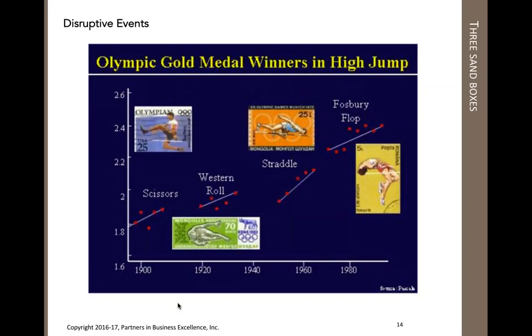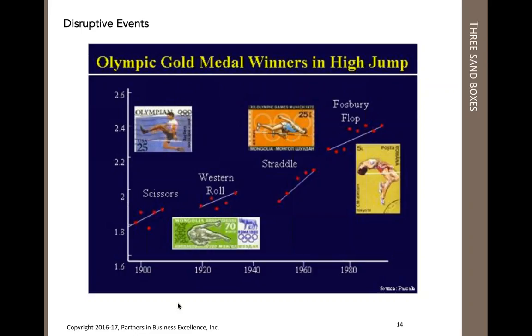But then what happened? In the 1920s, there was a disruption. The method of high jumping changed from a scissors type jump to a Western roll. Significant discontinuity. How do you handle that with continuous improvement? You can't. You have to have that transformational approach, understanding what may happen. And that needs to be part of your lean approach as well.